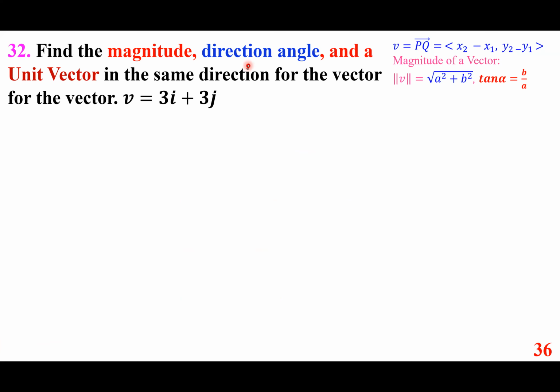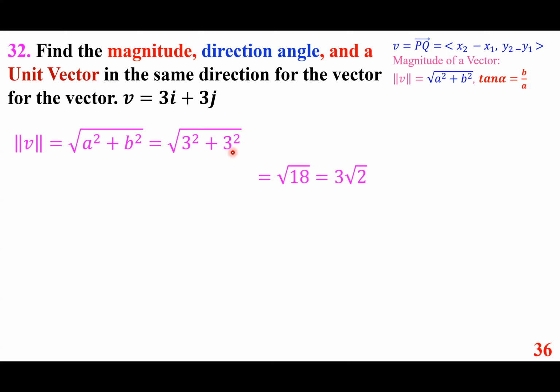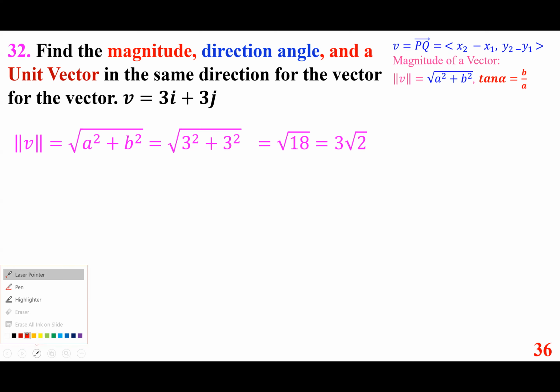Find the magnitude, direction angle, and a unit vector in the same direction for the vector v equals 3i plus 3j. So we have this information from before. Now the magnitude is the square root of a squared plus b squared. That's the first thing we want to find. So this is 9, this is 9, 18, and 18 is 3 square root of 2 because this is 9 times 2, 9 comes out.